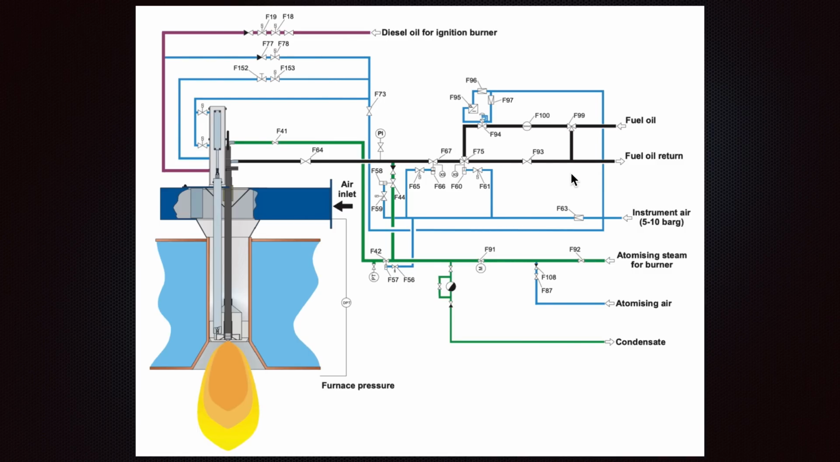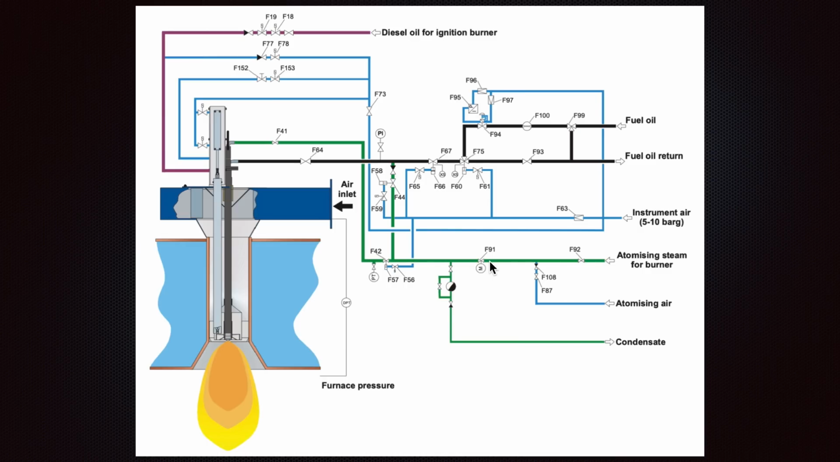We have different line systems: a fuel line system, and instrument air that is applied for the functioning of all those valves. We have the diesel ignition line, which is supplied separately, and we also have the atomizing steam, which is introduced from here with the help of the atomizing air. For the beginning we can use the atomizing air, and then when we have more steam, we can switch from the atomizing air to the atomizing steam.